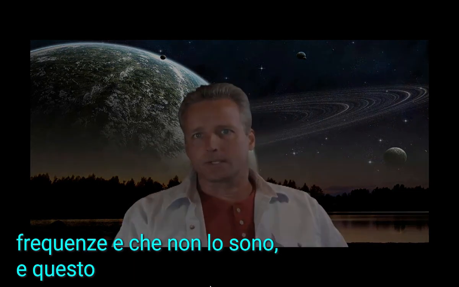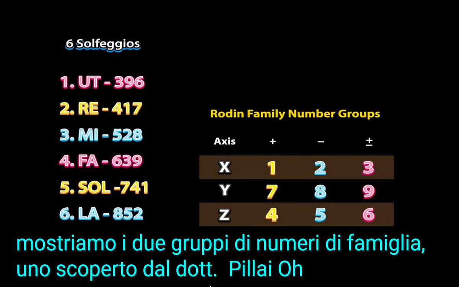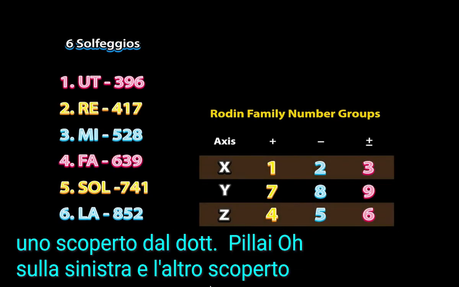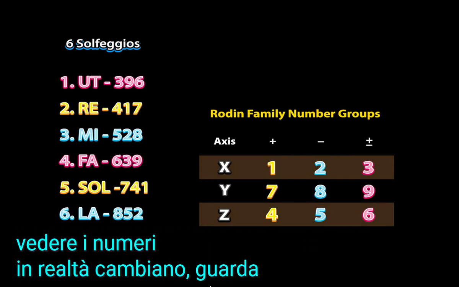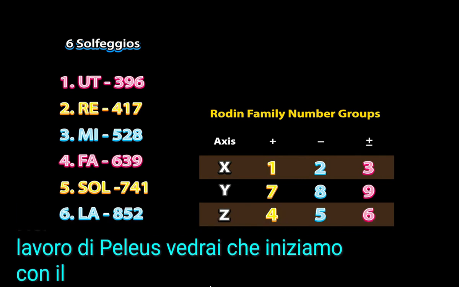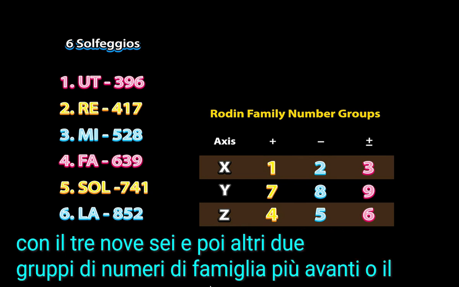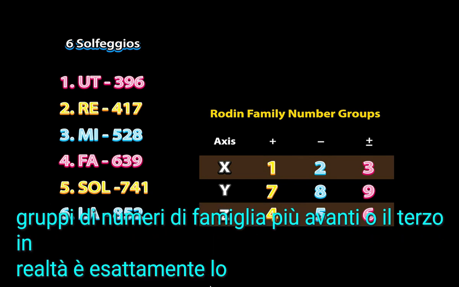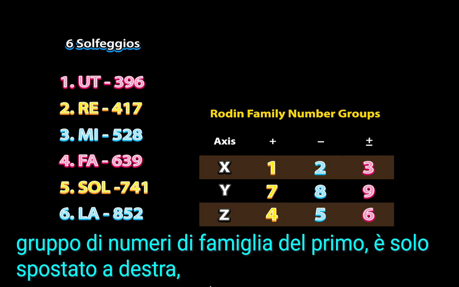And they're not frequencies. And this is what I want to show you in this graphic here, where we're showing the 2 family number groups, one discovered by Dr. Puleo on the left, and the other discovered by Marco Rodin on the right. And as you can see, the numbers actually shift. Look, at least in Dr. Puleo's work, you'll see that we start off at the 3, 9, 6, and then 2 more family number groups later, or the third one actually, it is the exact same family number group as the first. It's just shifted to the right one.